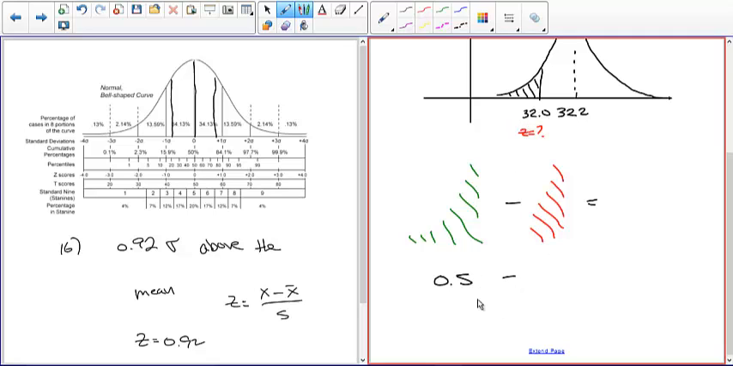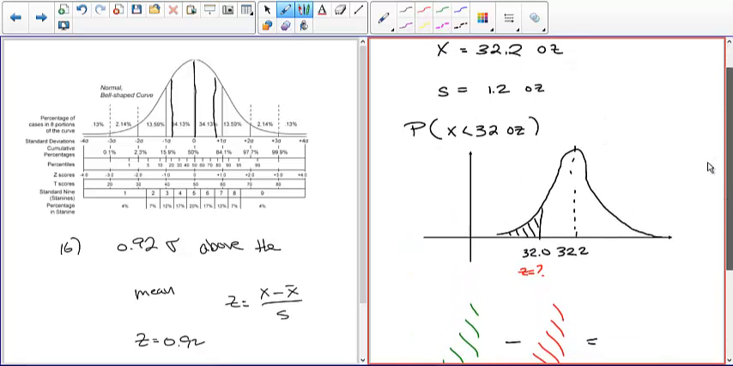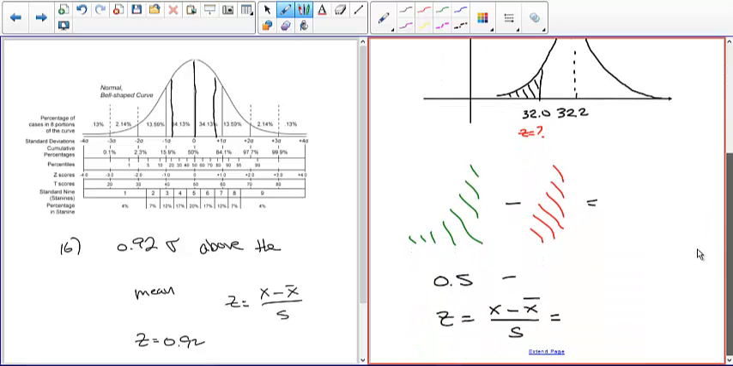We find the z-score associated with 32, so go ahead and calculate that. Remember, it's the data value minus the mean divided by the standard deviation. So the standard deviation in the problem was 1.2. The mean is 32.2. The data value is 32. So we get a z-score for that. And then we use the table. So hopefully you still have your table from the other day. So take that z-score and look up the area.